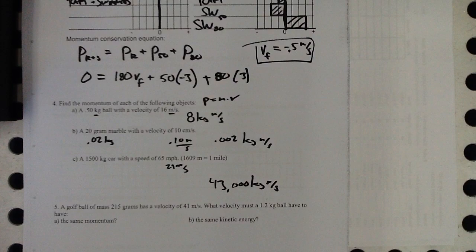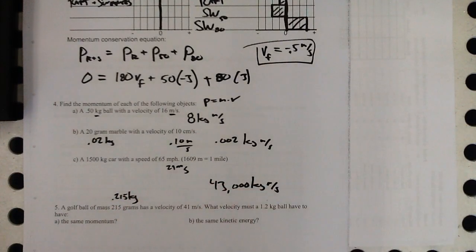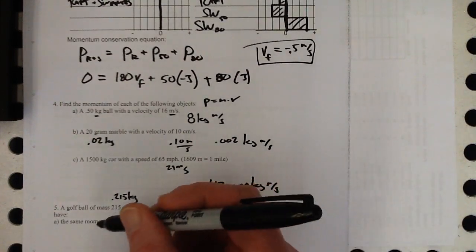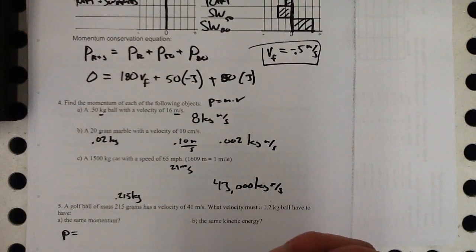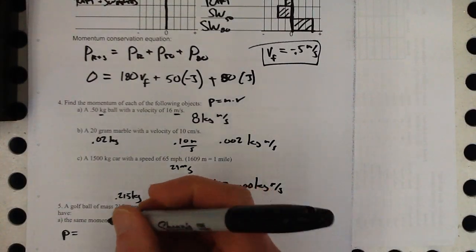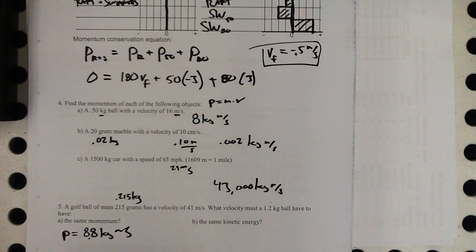All right. A golf ball of mass 215 grams, wrong units, has a velocity of 41 meters per second. Okay, that's the right units. What velocity must a 1.2 kilogram ball have to have the same momentum and the same kinetic energy? Okay, well, the momentum of this is equal to 0.215 times 41, about 8.8 kilogram meters per second. And we want to know what velocity must a 1.2 kilogram ball have.